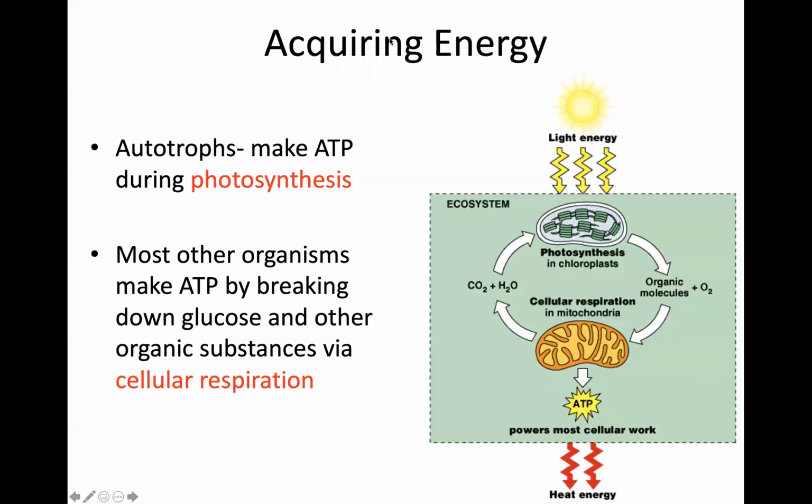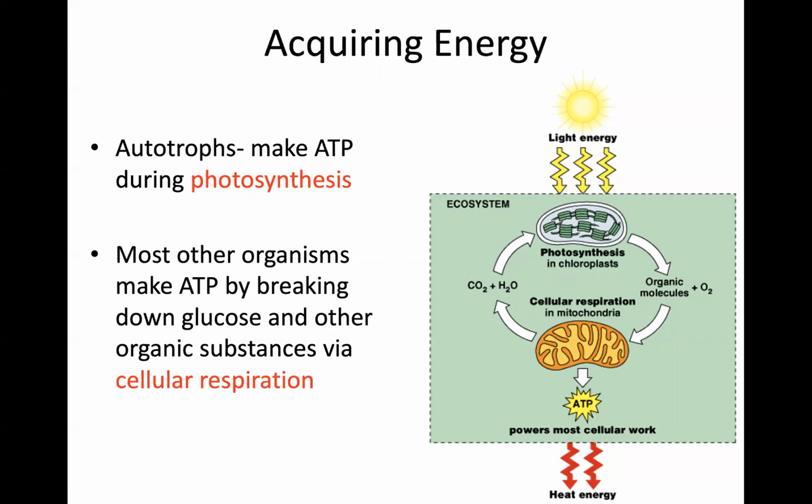Some mechanisms for acquiring energy. All right. As I said before, and you should make a note of this, autotrophs are those types of organisms that make the ATP or energy that they need through a process known as photosynthesis. And this process of photosynthesis is fueled from sunlight energy. All right, so I know that you've heard about photosynthesis and you know what this process is.